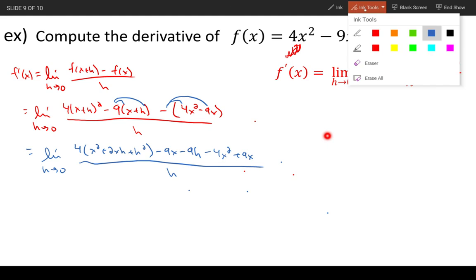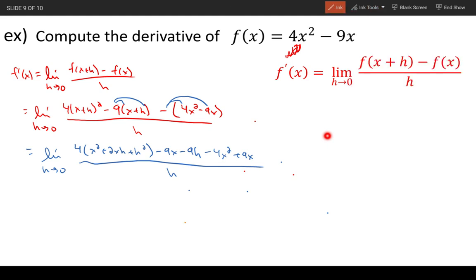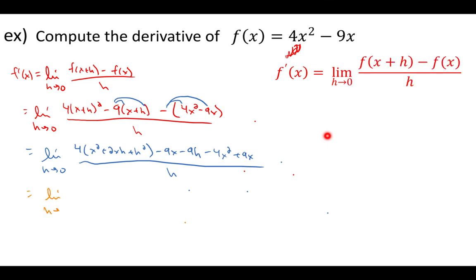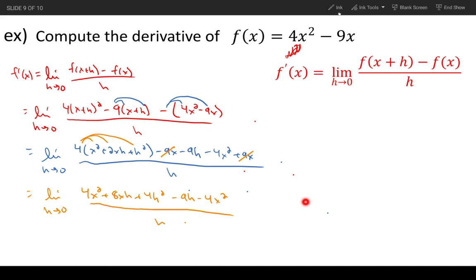Okay, from there, again, keep in mind what I want to end up with is something on the top where all of the terms eventually have an h in them. When I distribute, we get 4x squared plus 8xh plus 4h squared. I'm going to go ahead and cancel out this minus 9x and a plus 9x. Those go away. Minus 9h minus 4x squared over h. Again, you do need to write out all these steps. If on the homework you don't write these steps out, I'm not going to give you full credit.